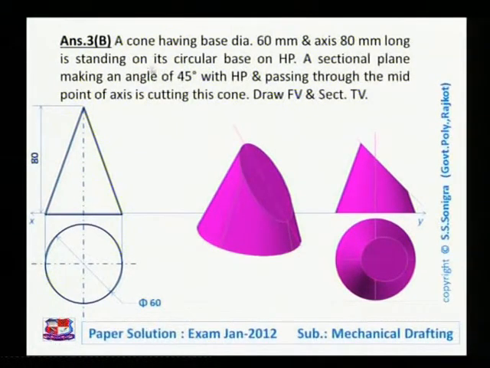This line: a cone having base diameter 60 mm and axis 80 mm long is standing on its circular base on horizontal plane. Now the second line: a sectional plane making an angle of 45 degree with HP passes through the midpoint of the axis. So we have to find the midpoint of this axis, and from that midpoint draw a line which makes an angle of 45 degree with the XY line. So this is the given cutting plane.